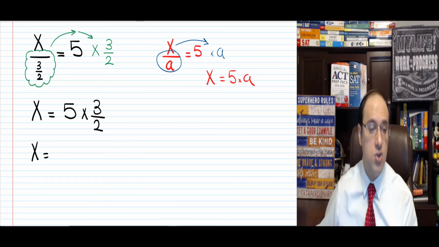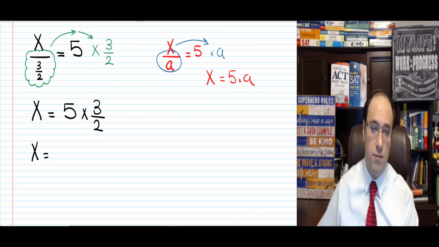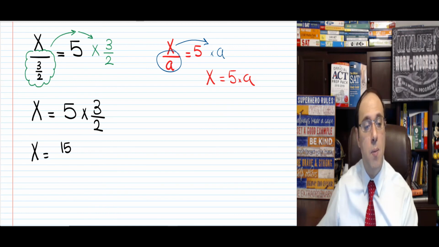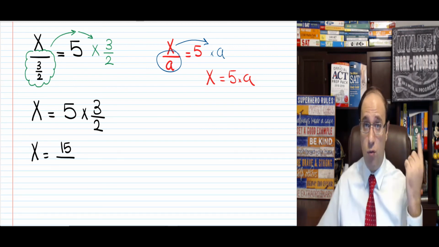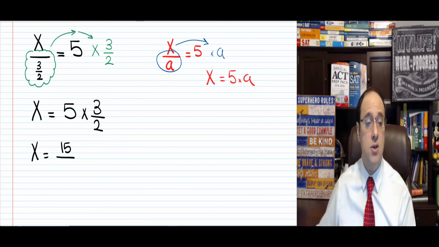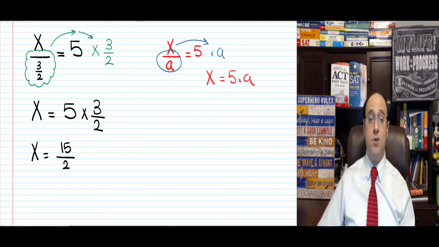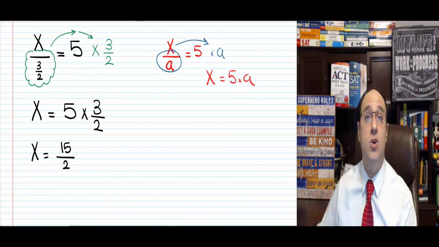Multiplication of fractions. We multiply the numerators together. 5 times 3 is 15. Multiply the denominators together. 5 has a denominator of 1 because it's not a fraction. So it's going to be 15 over 2. And that would be your answer.